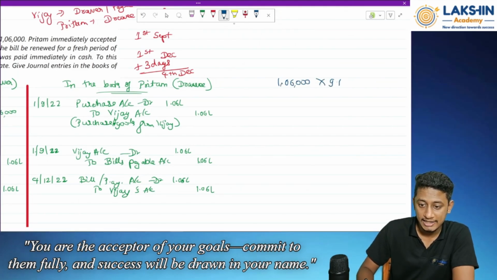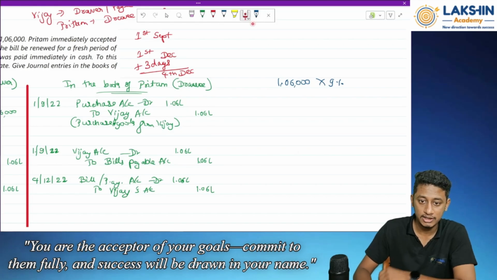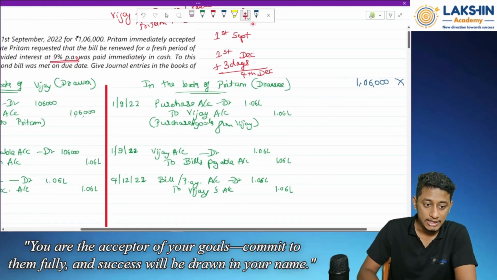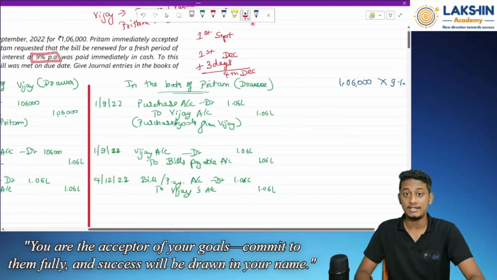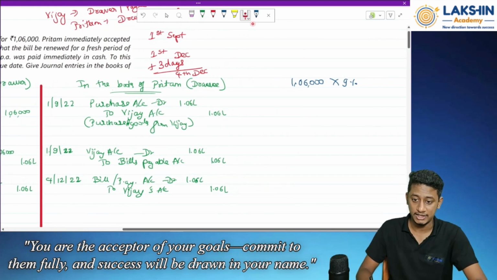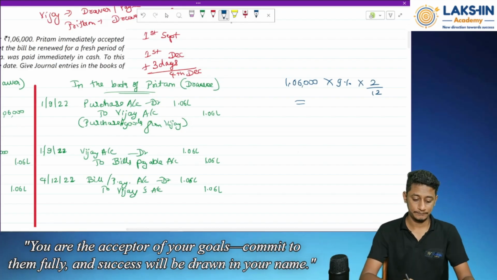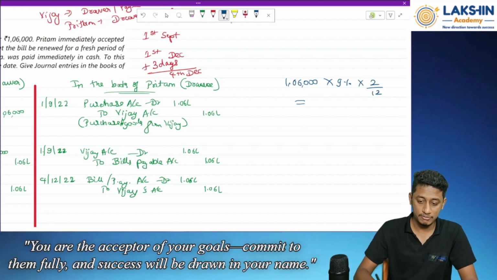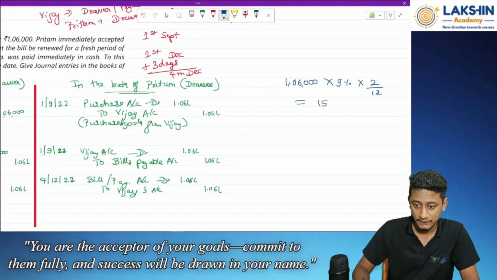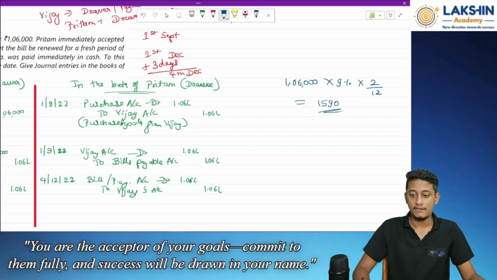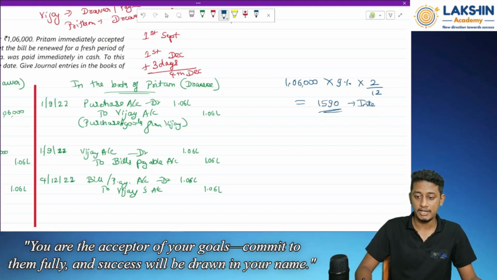At 9% interest as per the question, the interest is how much? 9% per annum. But we are renewing it for only 2 months, right? So therefore, into 2 by 12. Into 9% into 2 by 12, that would be 1,590. That will be my interest. This is how you compute the interest. This will be my working note.